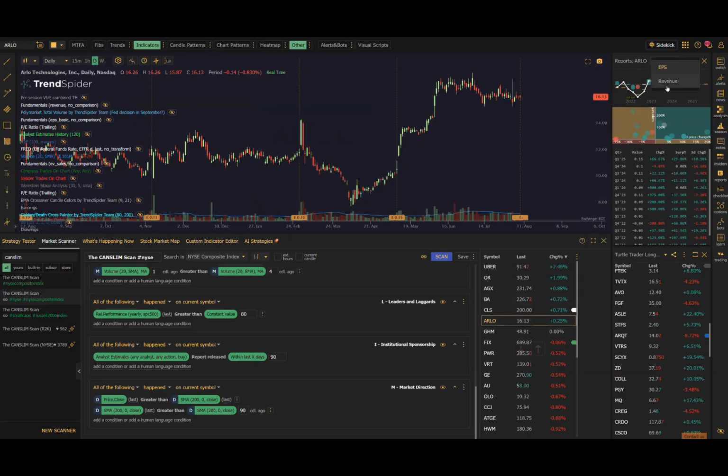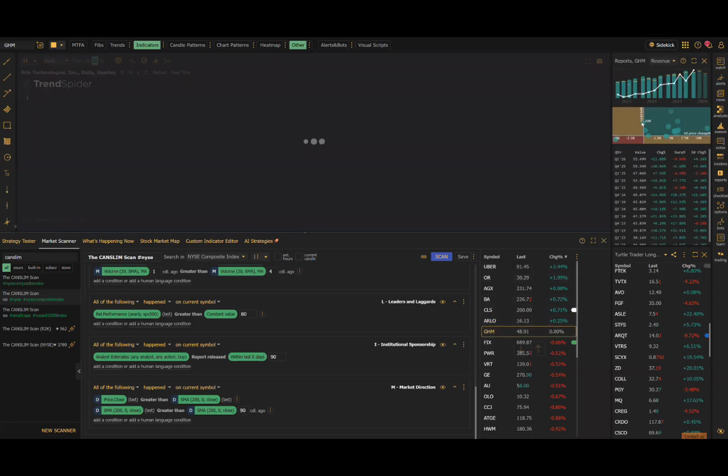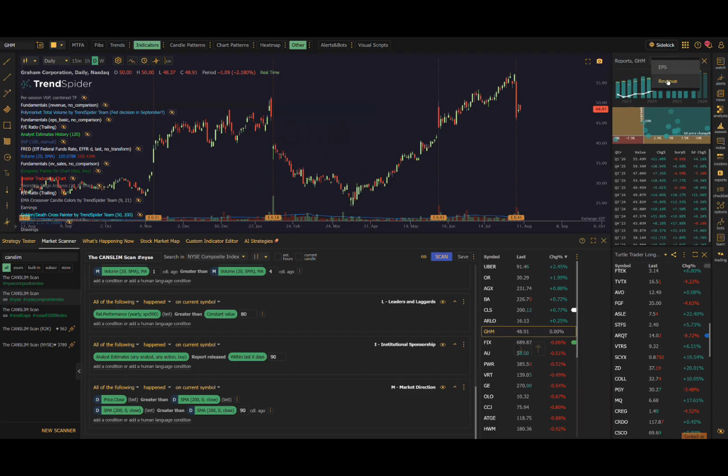If you look at the reports tab up here, this will show revenue growth and EPS growth right on your chart. We have all the report data right here.